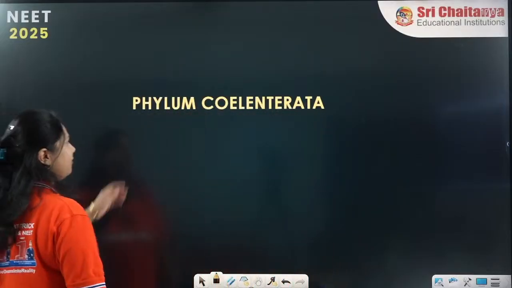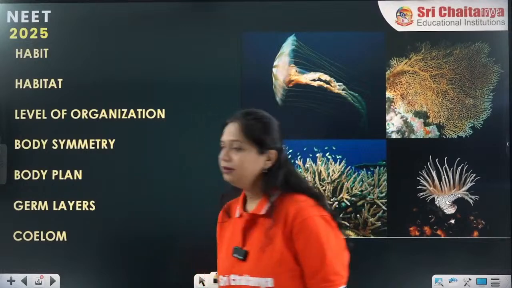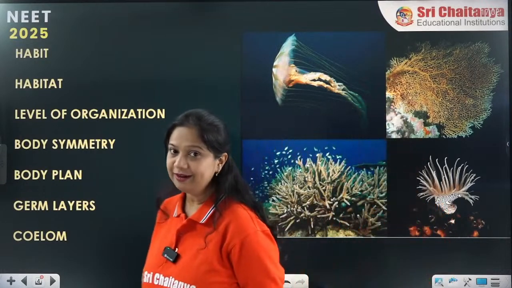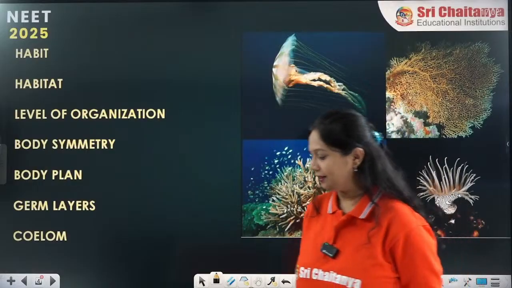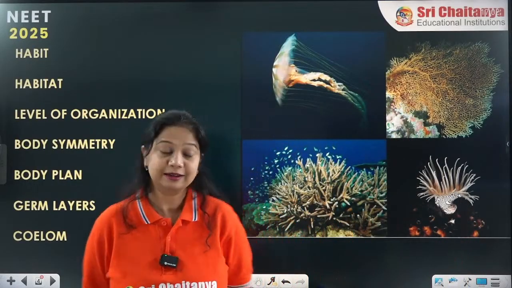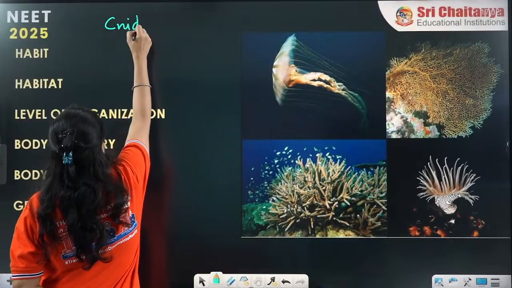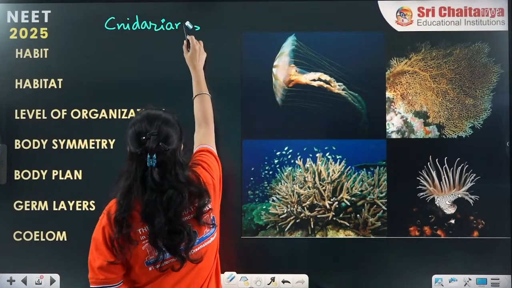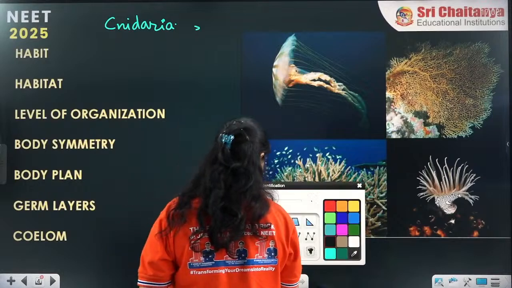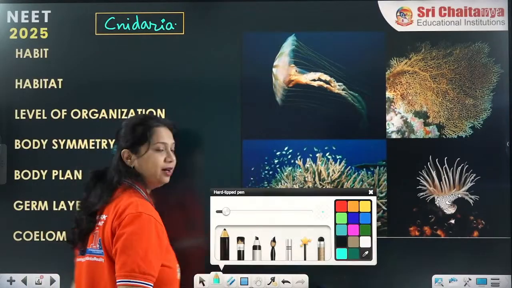So let's start studying, let's have fun together, and here it is, the phylum Coelenterata. Alright? Now, the phylum Coelenterata, what is it showing? It is showing the organisms which are, for example, different types of Coelenterates. Another name of this phylum is the phylum Cnidaria. They are also called Cnidarians. So they are Cnidarians, or we can call the phylum Cnidaria. What is this phylum Cnidaria?